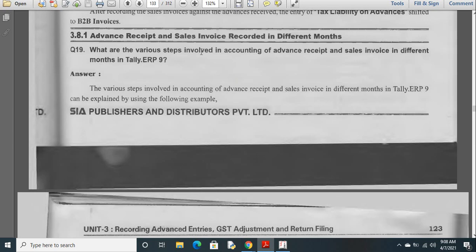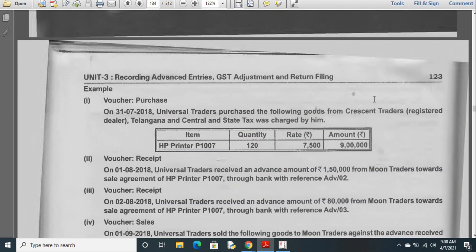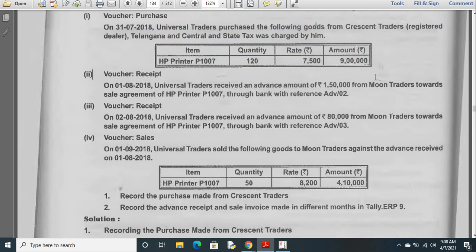Here are the various steps involved in accounting of advance receipts and sales invoices in different months. Here he has given an exercise. First, he is purchasing some HP printers from Crescent Traders, so you have to enter this in a purchase voucher. Then he is receiving 1,50,000 from Moon Traders as an advance on the first. Second, he is also receiving an advance of 80,000.